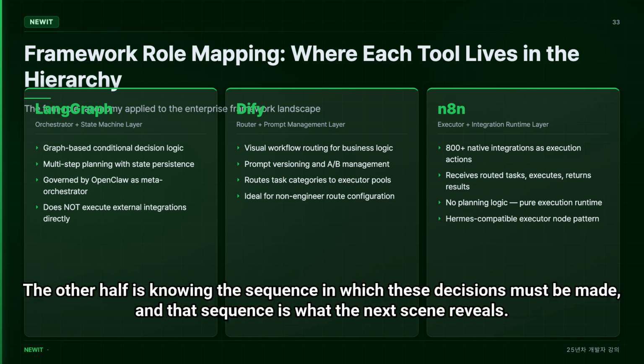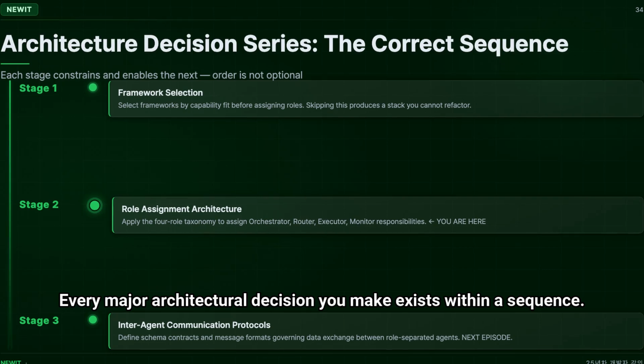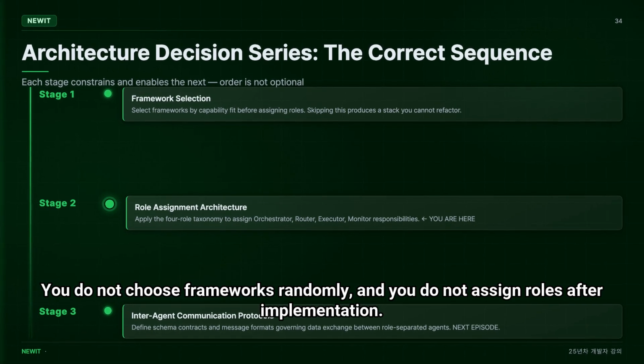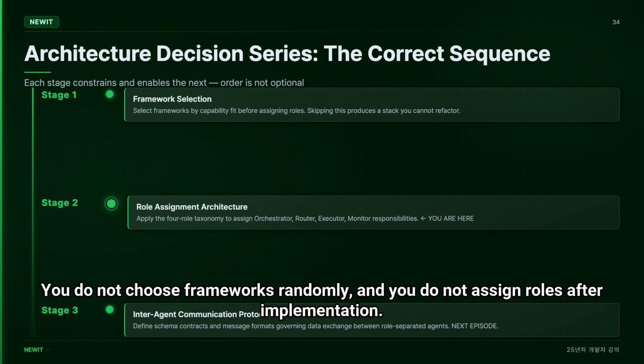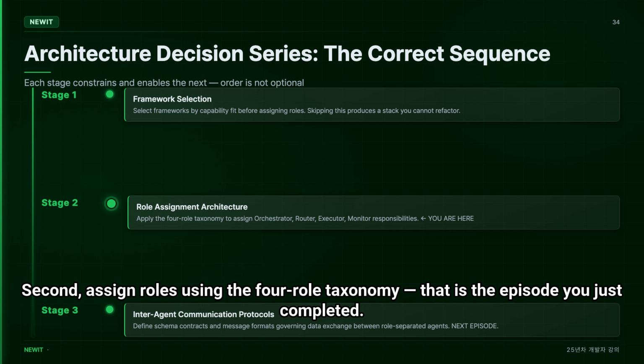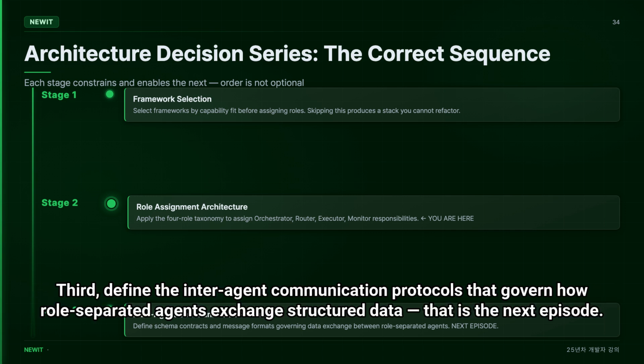But wait, knowing the role map is only half the picture. The other half is knowing the sequence in which these decisions must be made, and that sequence is what the next scene reveals. Every major architectural decision you make exists within a sequence. You do not choose frameworks randomly, and you do not assign roles after implementation. The correct sequence is, first, select your frameworks based on capability fit. That was the prior episode in this series. Second, assign roles using the 4-role taxonomy. That is the episode you just completed. Third, define the inter-agent communication protocols that govern how role-separated agents exchange structured data. That is the next episode.